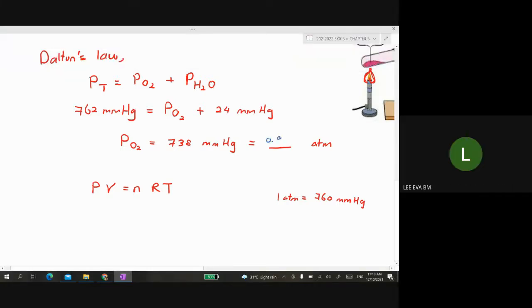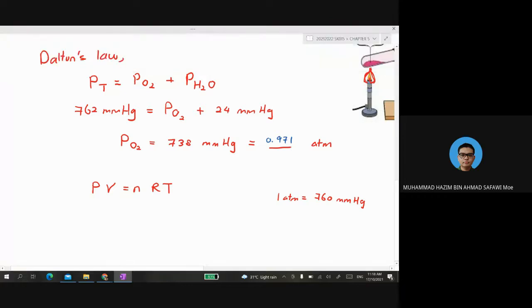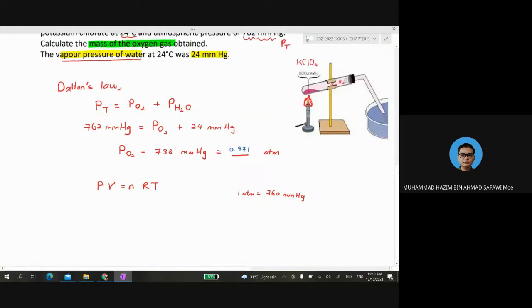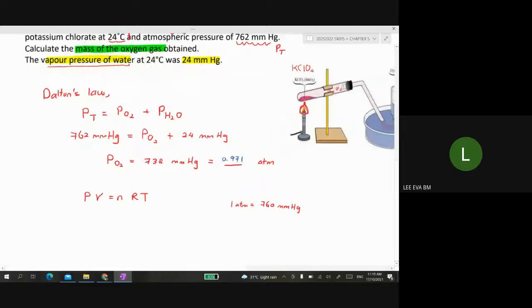0.971. Okay, very good. 0.9711 is also accepted because you will get a value of 0.97105 something. We can also take only 3 decimals, but if it is not 0 behind the decimal point, we have to take 4. So in PV = nRT, we already have the partial pressure of O2.